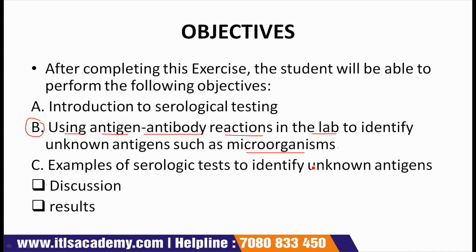In this particular objective, we will define antiserum, describe two ways of producing known antiserum, and describe the concept and general procedure for using serologic testing to identify unknown antigen, or we can say direct serologic testing.